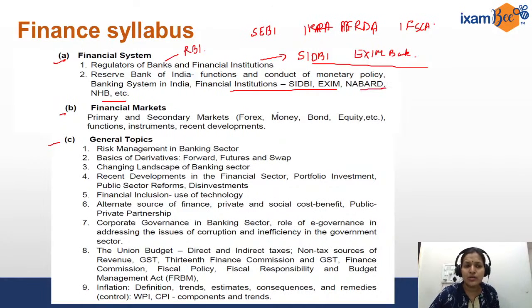So NABARD is also there, NHB is also there, right? Then there is RBI. We are sitting for RBI. So we are trying to know everything a little more, one step up in detail about RBI. What are the various functions of RBI? How does RBI conduct its monetary policy?